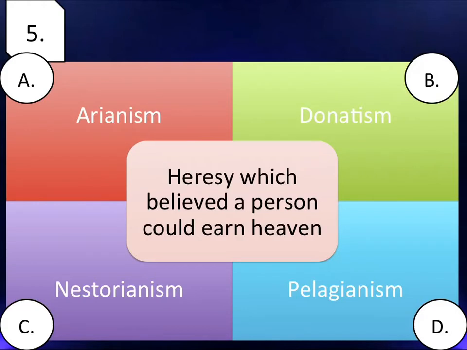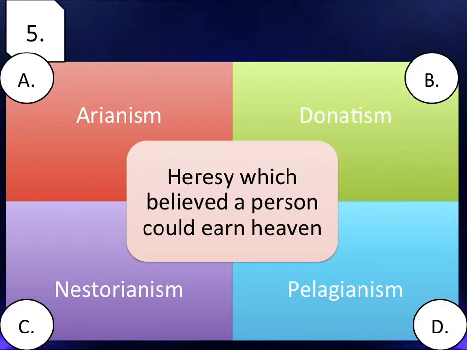Question number 5. All of these are heresies. Which one of them said that a person could earn their way to heaven? That if you worked just really hard, you would earn your way to heaven. You didn't need God's help. You didn't need His grace. There's no need for salvation. Jesus was just a good example. All sorts of stuff like this. Which of these was that?